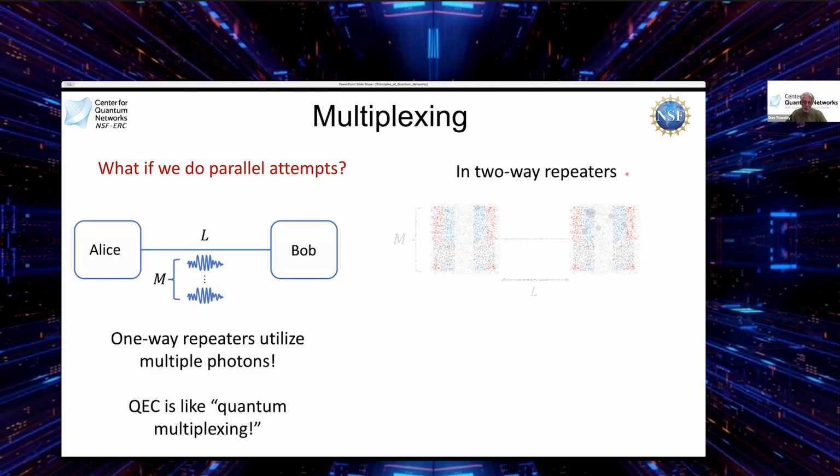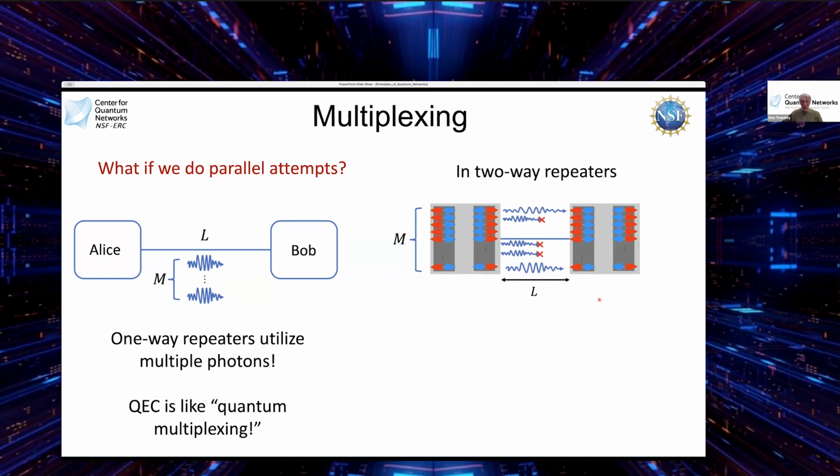In two-way repeaters, we would have, let's say, M parallel channels between the two nodes. At each time step, we would attempt to generate Bell pairs across all of those channels. Some of them would succeed and some would fail. So it brings up the question: what is the probability that we at least get one to survive? The answer is given by the following expression, very easy to derive.